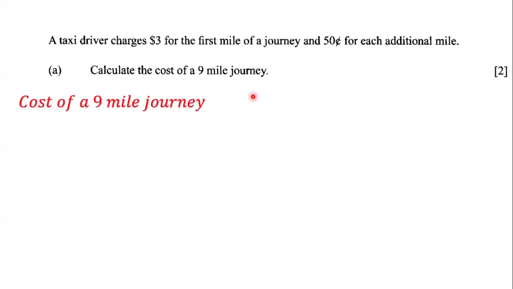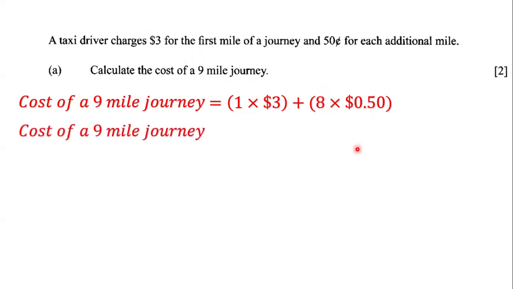And so the cost of a 9-mile journey, well, we have to account for the first mile, which is going to be 1 times 3, because the first mile, he charges what? $3. So it's going to be $3 for the first mile. Now, how many miles are left? Well, if it's 9 miles and you already account for the first mile, that means that there are 8 additional miles. So it's going to be 8 times 50 cents.